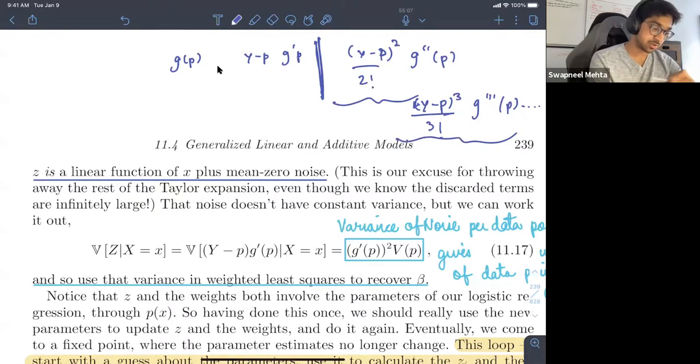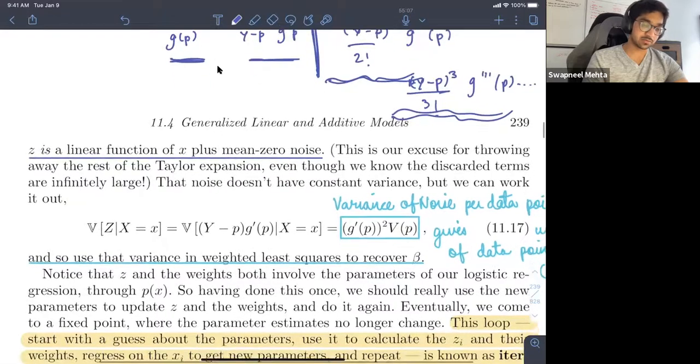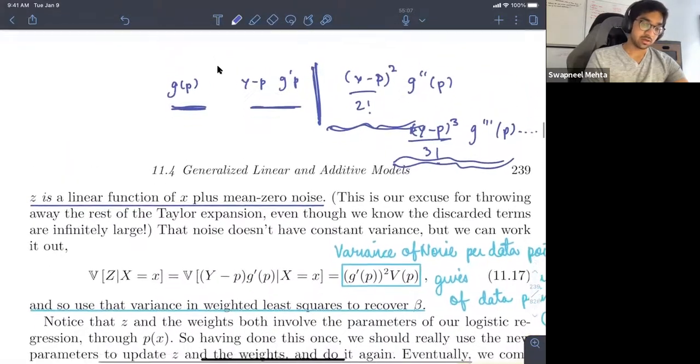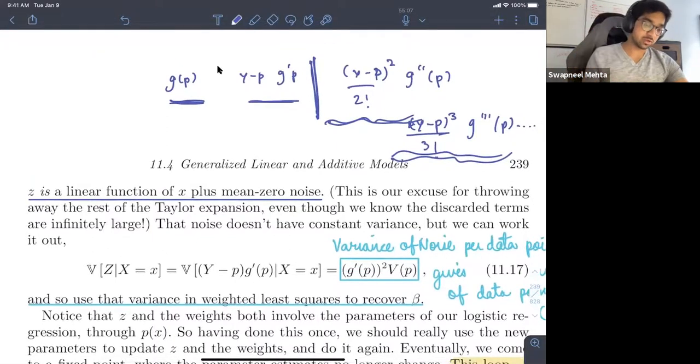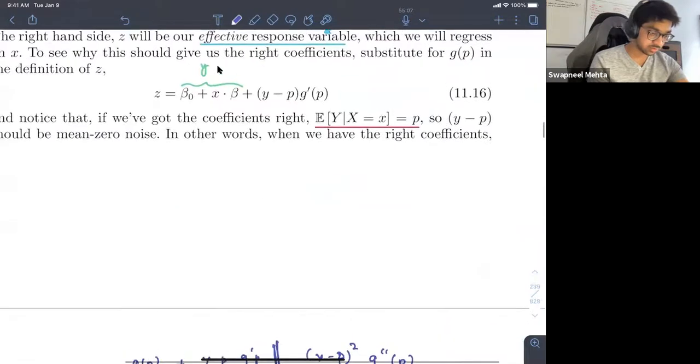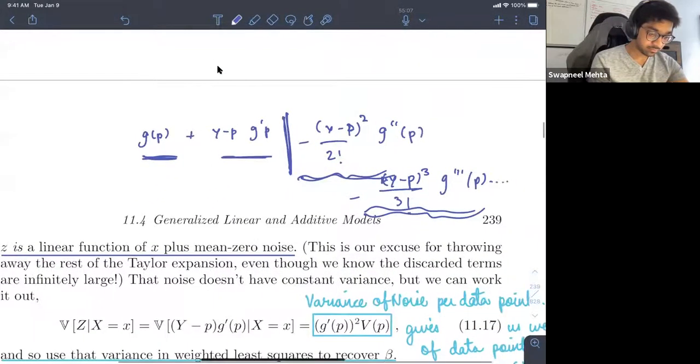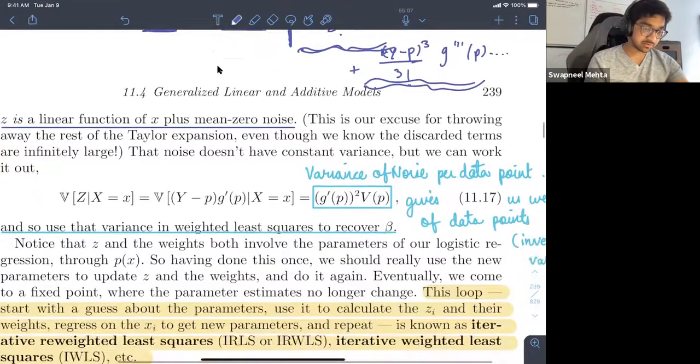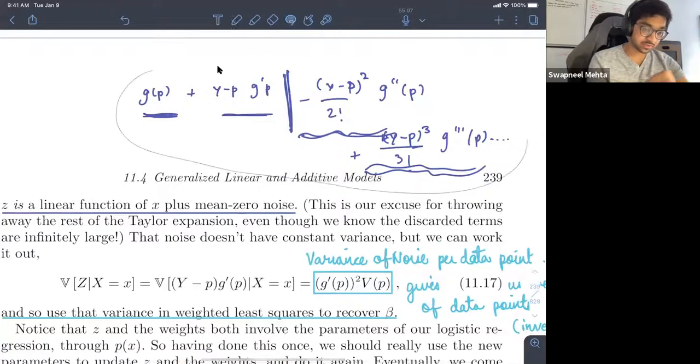And in this case, we are saying because this is actually a linear function of x plus mean zero noise, therefore these terms are not going to contribute, even though we know that the discarded terms are infinitely large. We know that they will cancel out, with alternating signs. So yeah, that's this idea of Taylor expansion and why we can throw away the rest of the terms.